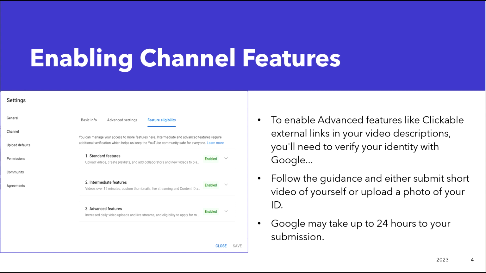To enable advanced features like clickable external links in your video descriptions, you'll need to verify your identity with Google. Submit a short video of yourself or upload your ID. Google may take up to 24 hours to review your submission. For me, it took around 12 hours. Once your ID has been verified, it will apply to all channels linked to your main Google account.